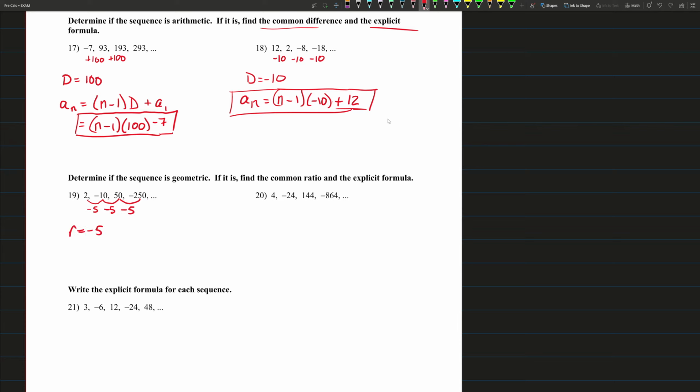And the nth term for a geometric sequence is going to be the first term times the common ratio to the power of n minus 1. So in this case, this is going to be 2 times -5 to the power of n minus 1.